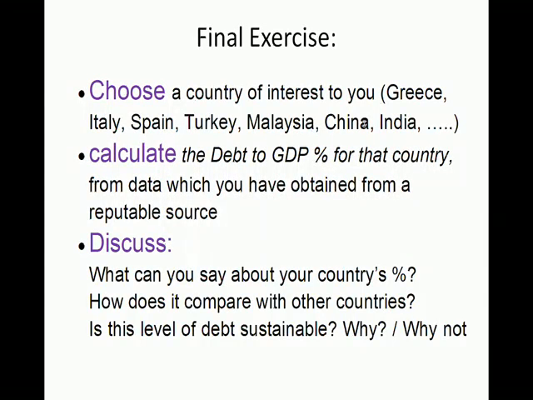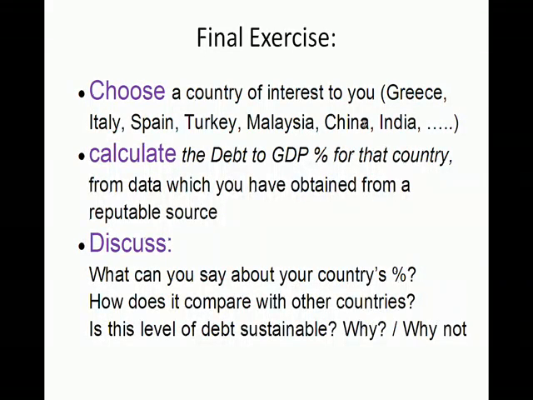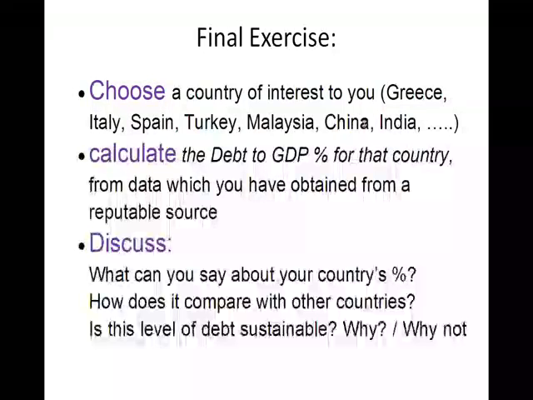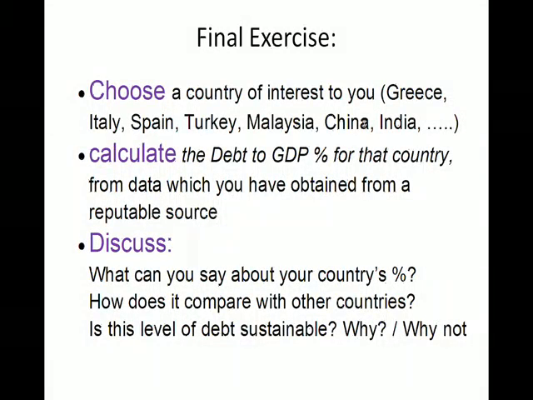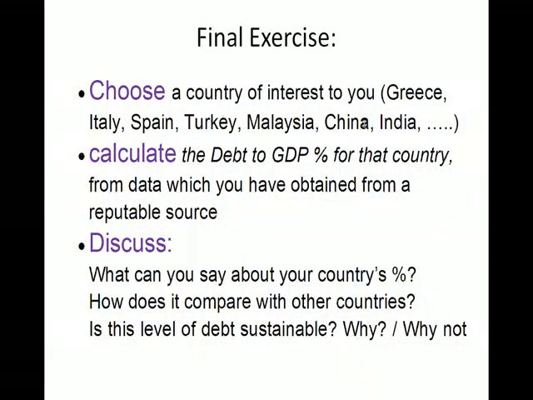Your final exercise is choose a country of interest to you, which might be, say, Greece, Italy, Spain, Turkey, Malaysia, China, India, any country you like. Calculate the debt to GDP as a percent for that country from data which you have obtained from a reputable source. I sourced my data from the CIA World Factbook, but you might be able to find the same data, but in your local currency, from another website.